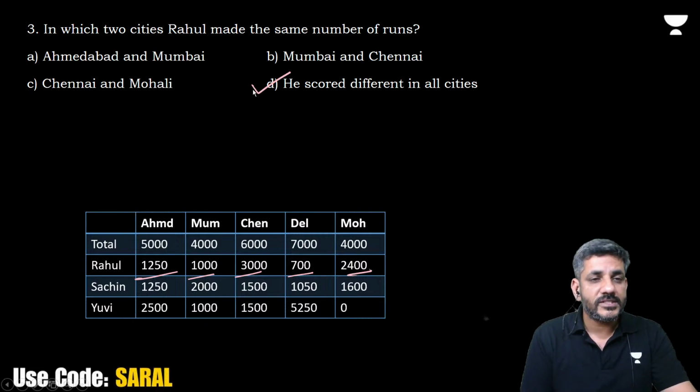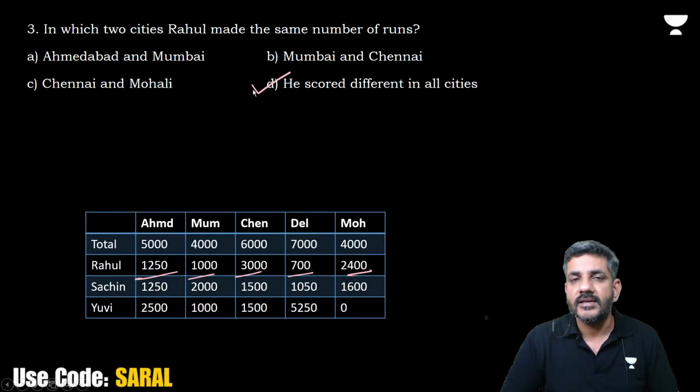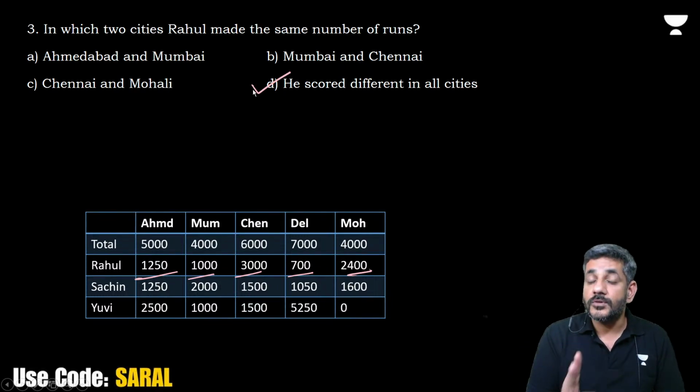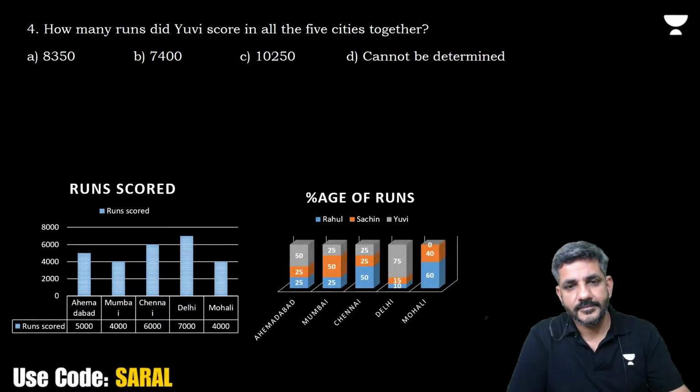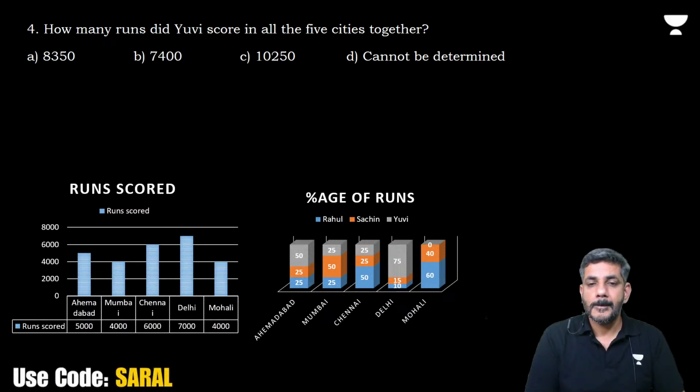I'll move ahead to question number 4. This first set is easy. The next two sets are going to be good because both are CAT sets. Stay for them. Question number 4 now. So, what is your answer for question number 4?